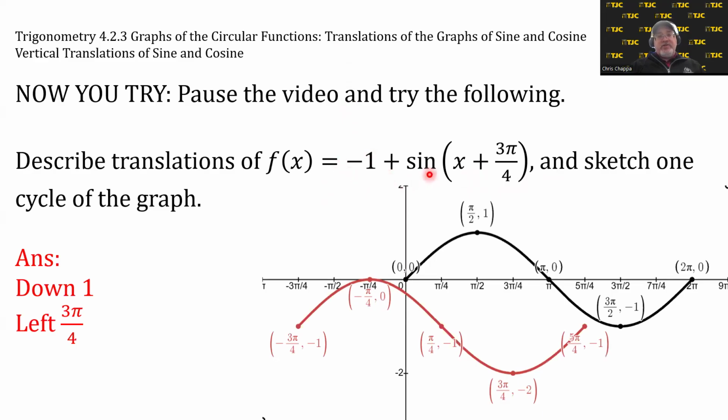The vertical translation is down 1. The horizontal is to the left 3 pi over 4. And here you see the red graph, which is the black graph moved down 1 and to the left 3 pi over 4.